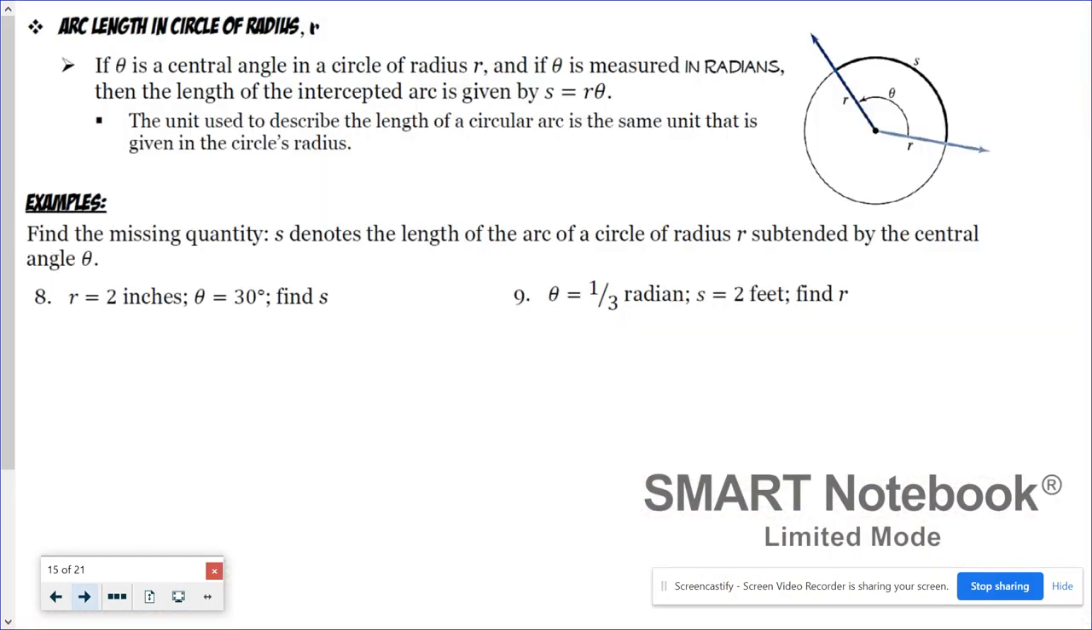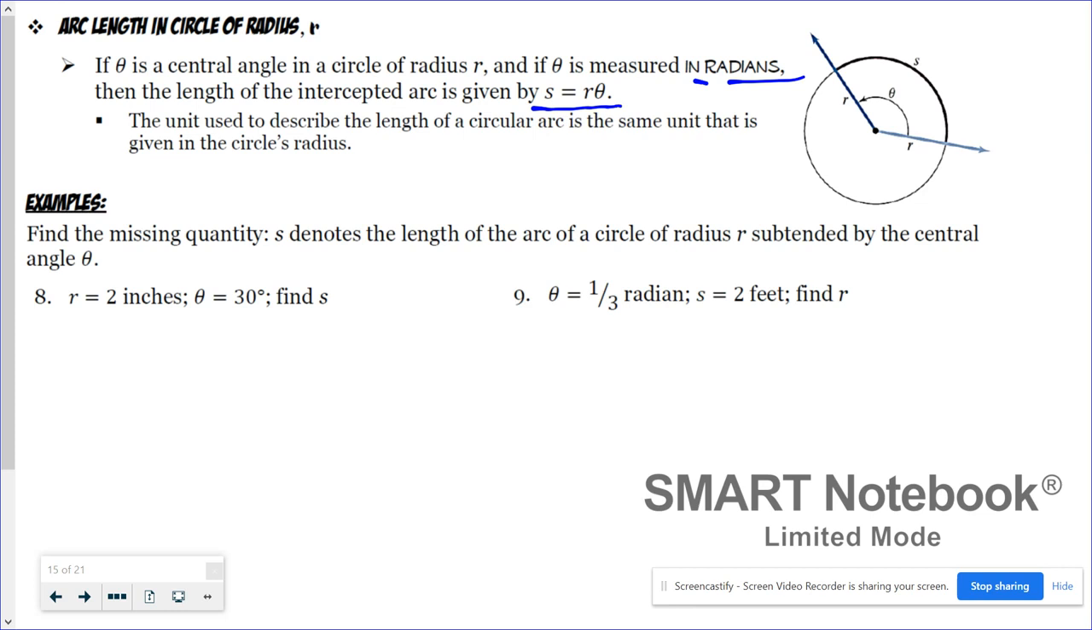So arc length in a circle of radius r. If theta is the central angle in a circle of radius r, and theta is measured in radians, then the length of the intercepted arc is given by s equals r times theta. So s is the arc length, r is the radius, and theta is the central angle in terms of radians. So if we are given an angle in degrees, we should convert that angle into radians before calculating the arc length.